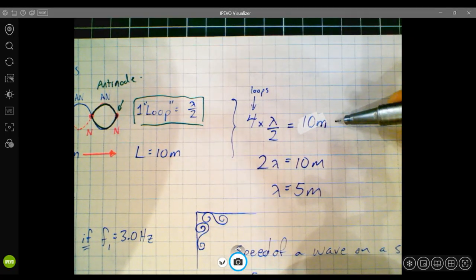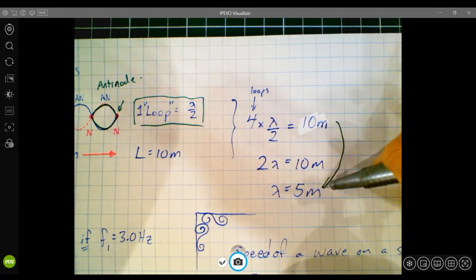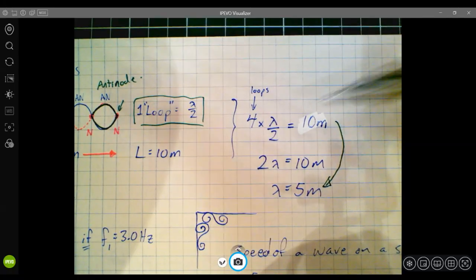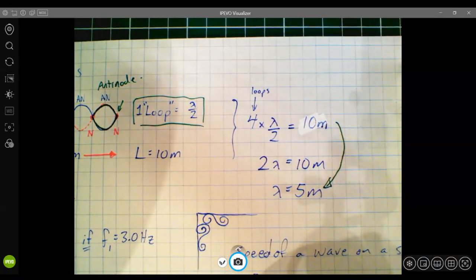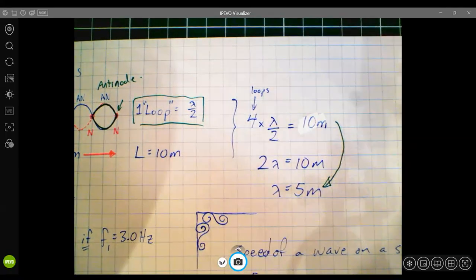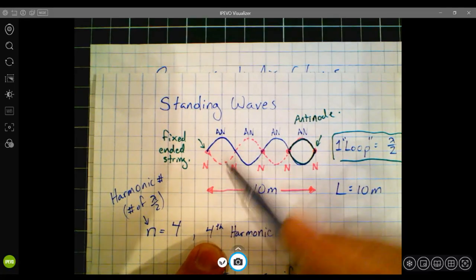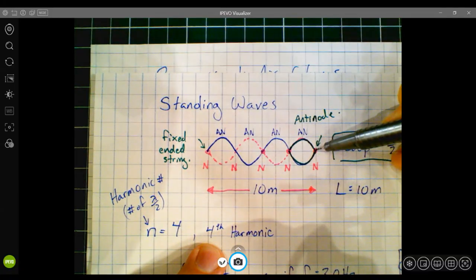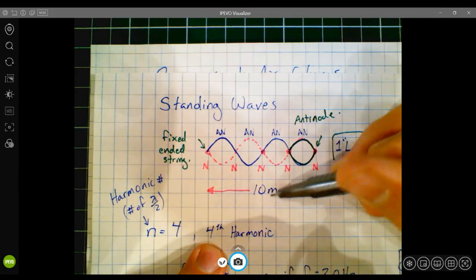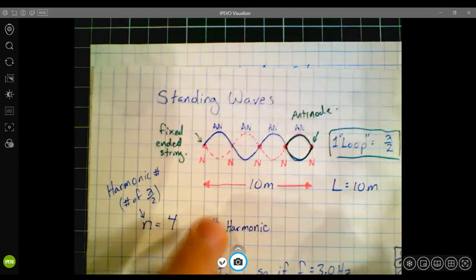And so I could use this process. You can follow through the simplification that's going on there. 4 and the 2 cancel, giving 2. 2 lambda is equal to 10, so lambda must be equal to 5 meters. That's something I can sink my teeth into, because if I look at this, don't I have a wave here, and another wave here, so 2 waves adding up to make 10 meters? Yeah, a wave is 5 meters long.